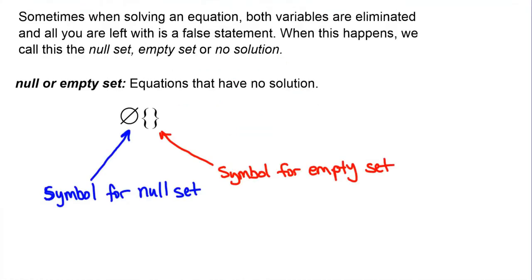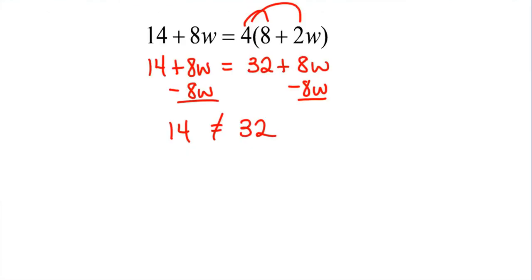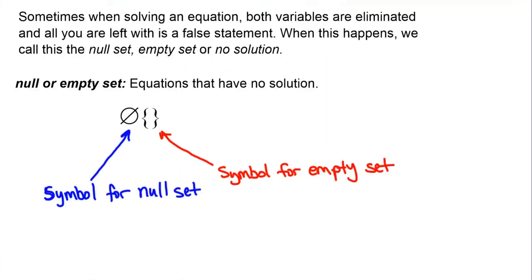Sometimes when solving an equation, both of the variables are eliminated and all you're left with is a false statement. When this happens, we call this the null set, empty set, or no solution. And the null or the empty set is equations that have no solution. And then I've got a couple of math symbols here. This kind of a circle with a line through it is the symbol for the null set, and then the empty braces is the symbol for the empty set. There is no number that will ever make this equation true. So we would say no solution, or null set. We cannot solve that equation.